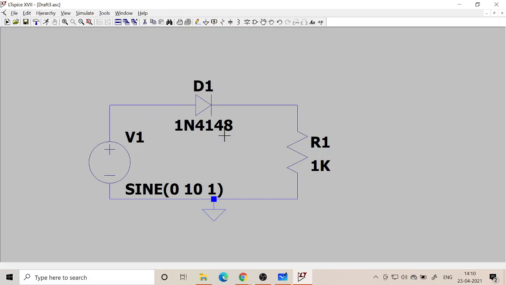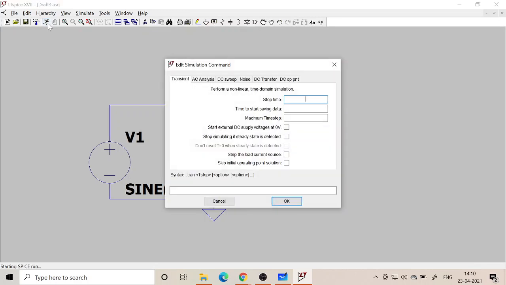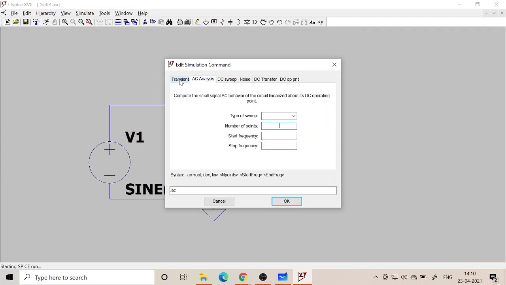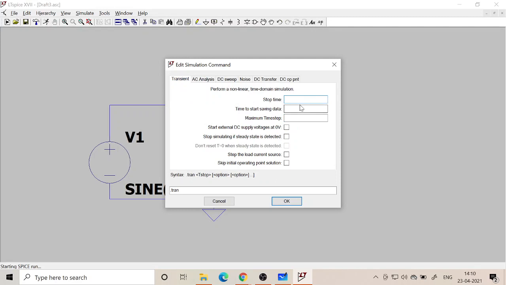Alright, the next step is to start the simulation. So you have to go to this run icon. You can see the picture of someone running here. So click on it. It will ask you what type of analysis you want to do. Then you can choose transient. Transient is what we will use. Transient is basically plotting the value of voltage or current with respect to time.